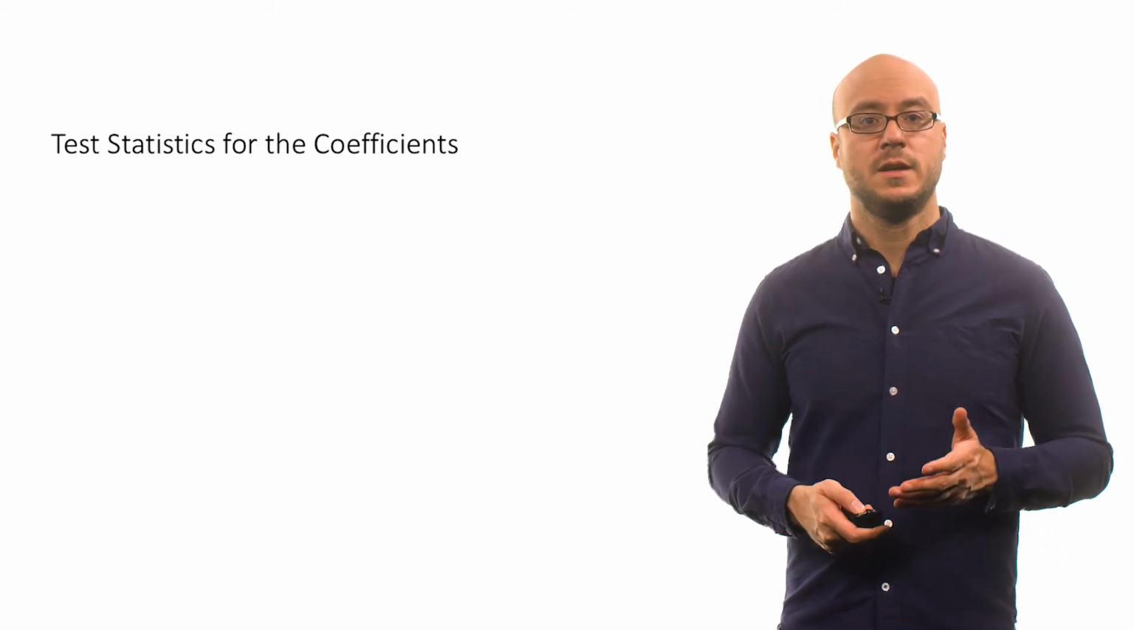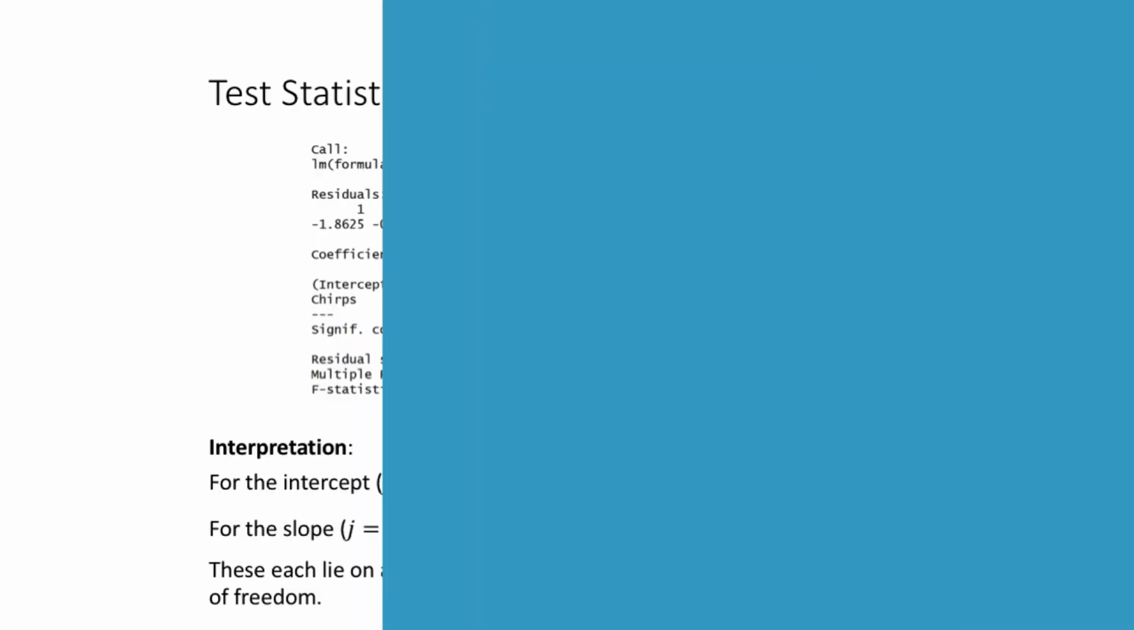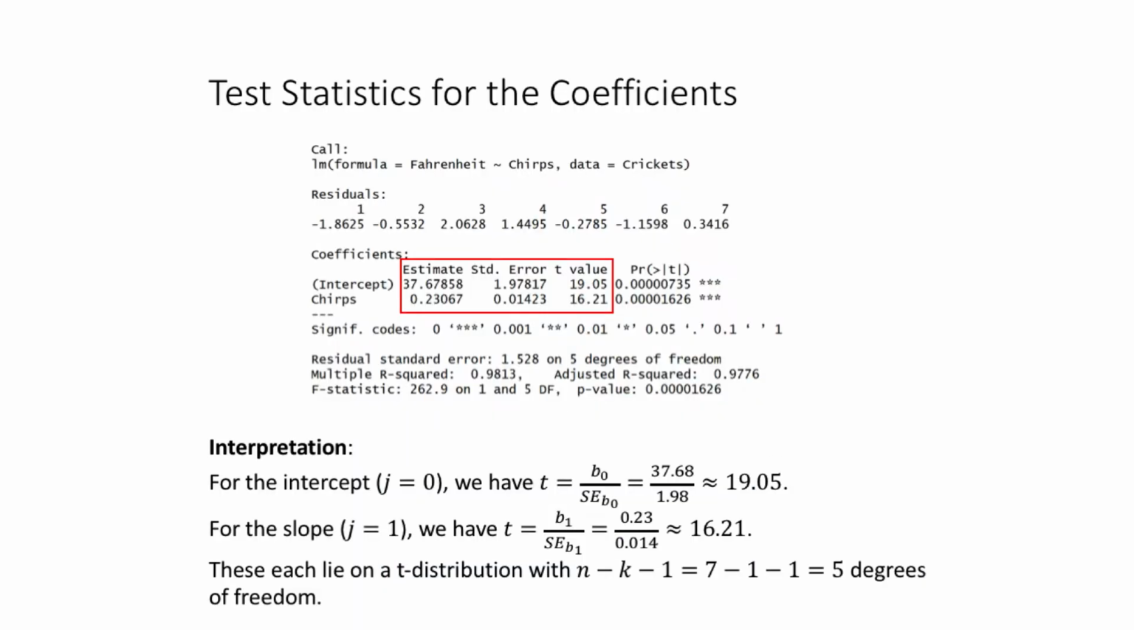We also have test statistics. Here we have a test statistic, or t-ratio, for the intercept. And we also have a test statistic, or t-ratio, for the slope. Recall that we index our coefficients using j, where k equals the total number of inputs in our model. Here we have k equals 1 because we have 1 input. We have 1 x variable in our model. And we have 2 coefficients.